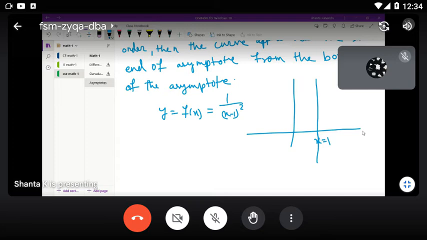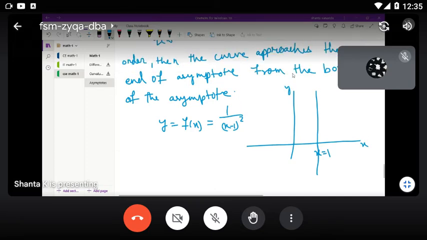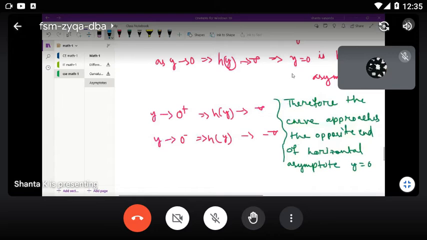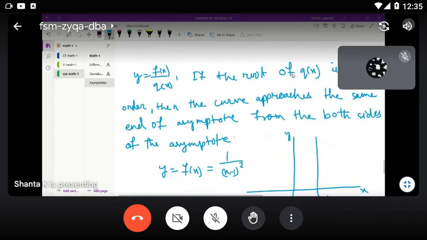This is x equals 1. Ma'am, can you shift your note a bit upwards? Some more. Yes, ma'am. At the end you remind me so that I can send you. Any one of you will get that PDF or I will share it. Then you can share.